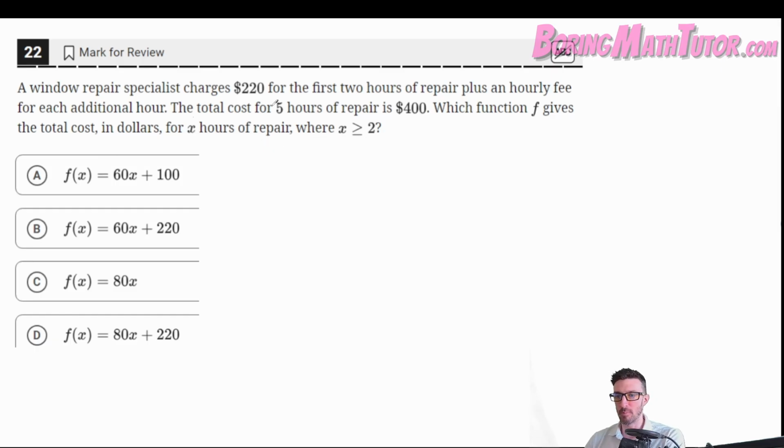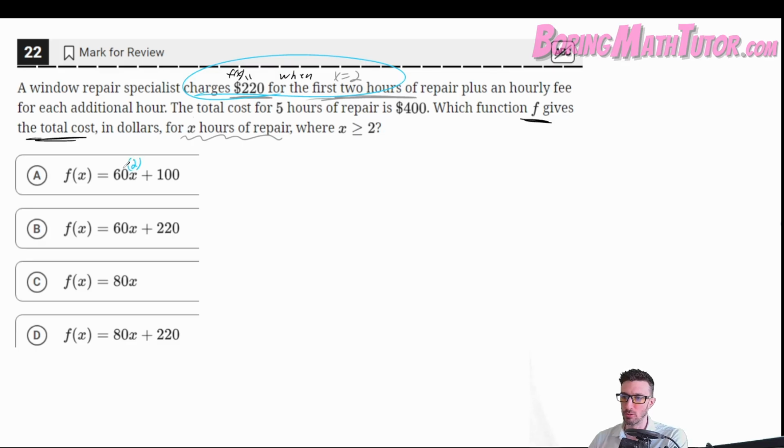Now, if you look at the very beginning, they said that you're charging $220 for the first 2 hours. Remember, x is the number of hours of repair. So if it's for the first 2 hours, that means that x would be 2. And f of x, that is the total cost of the repair. So that means f of x would equal $220 when x is equal to 2. So let's go take a look and see which of those are vibing with, when I plug in 2, I'm going to get $220.